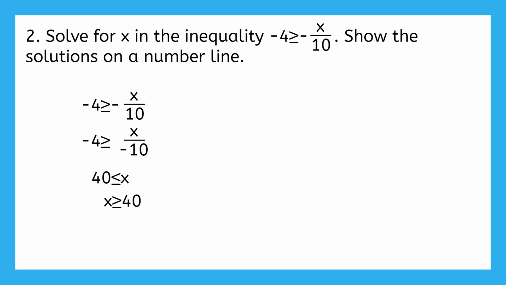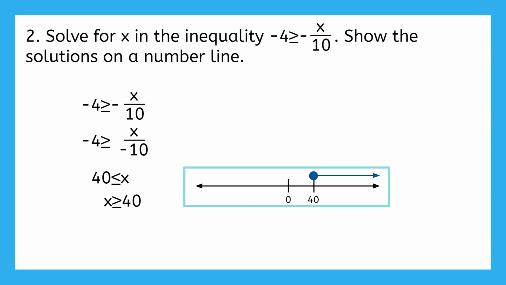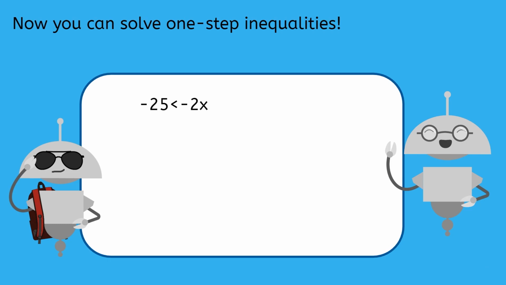This says x is greater than or equal to 40. Okay. So closed circle at 40. And x can be greater than this, so my arrow goes to the right. This is it. We got it. Now you can solve one-step inequalities.